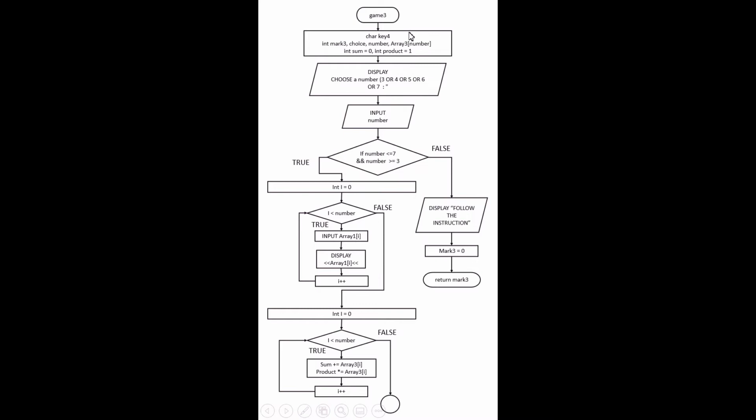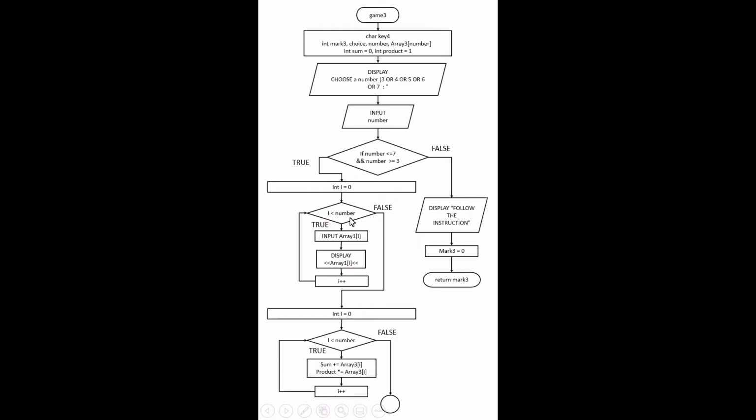Now for game 3. Here it displays, choose a number 3, 4, 5, 6, or 7. So this is where the user determines the size of the array. Input. Now if this number is between 3 and 7, they continue. But if it's not, follow the instruction, marks equal to 0.